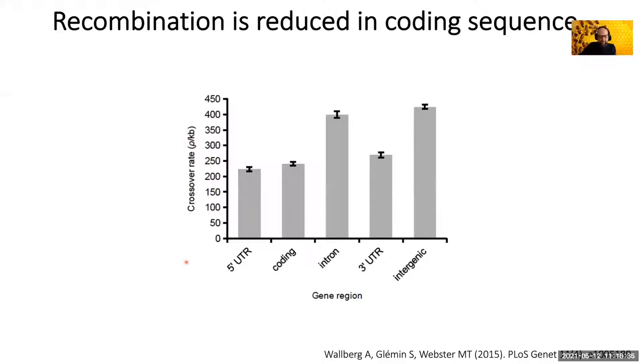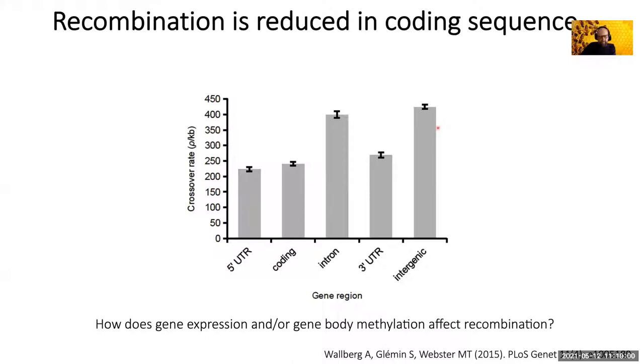One of the major factors that affect variation in recombination rate is whether it occurs in coding sequences or not. Coding sequences in honeybees have significantly reduced levels of recombination, whereas intronic and intergenic regions have elevated rates. What we wanted to understand next was how levels of gene expression or gene body methylation, which occurs mainly in genes in honeybees, would affect recombination rate variation.